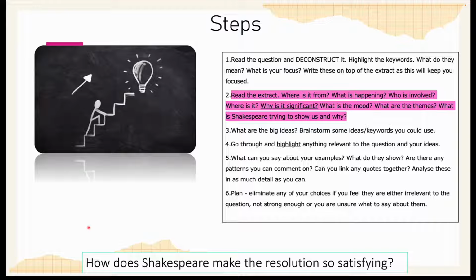There will be something in there that the examiner feels is pertinent, it's important for you to comment on. There's something significant to the overall play. There's particular themes that are presented in there. So think to yourself, well, why is this important? Why does it stand out? Why is it interesting? And you can also consider the mood, the themes, and ultimately what is Shakespeare trying to show us? Why is he trying to show us that? What effect or impact is he trying to have on the audience?